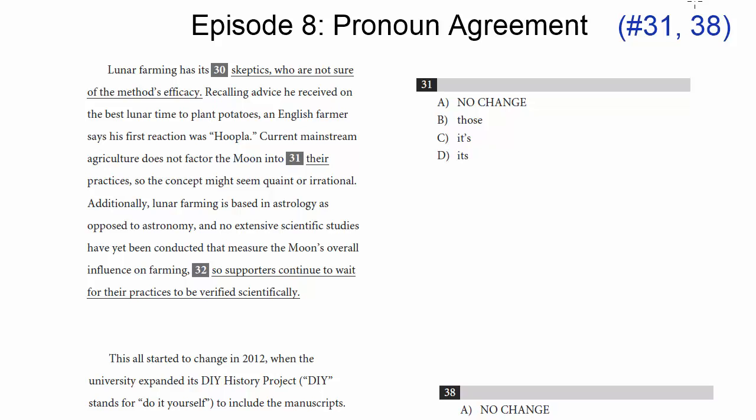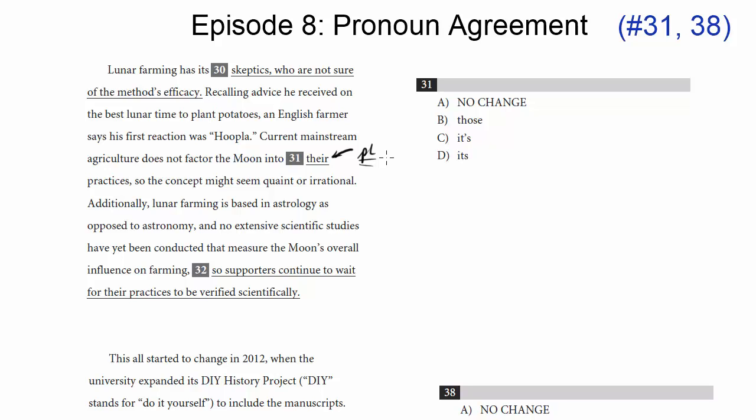Current mainstream agriculture does not factor the moon into their practices. So the concept might seem quaint or irrational. We look at there and we say that, okay, there is a plural pronoun. It's standing in for more than one person. And what you have to ask when you have a pronoun is, what is the noun this is standing in for? Whose practices are we referring to?